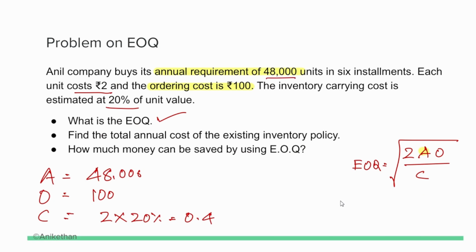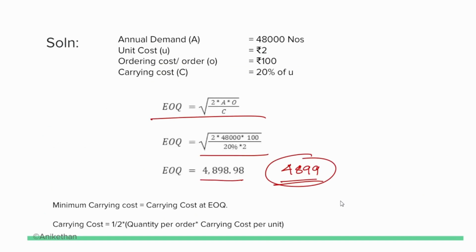This 48,000 is ordered in fixed installments. That is the existing ordering policy. So that is the second part of the question. How to calculate it? It's very simple. You have to calculate what is the total material cost. That is first. Next, you have to calculate total ordering cost.